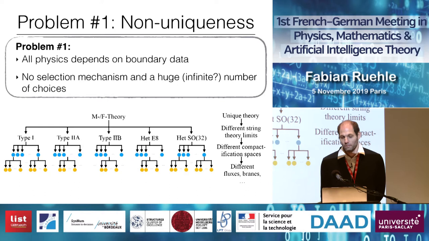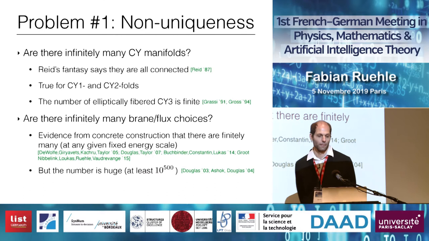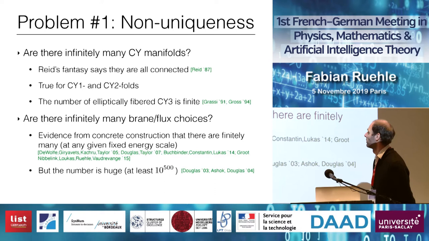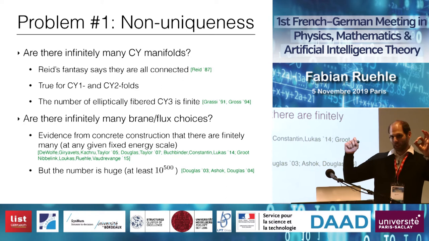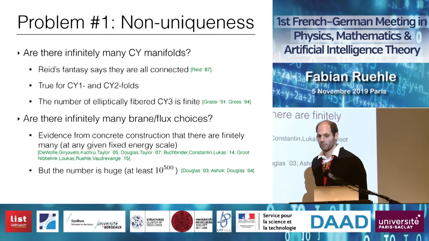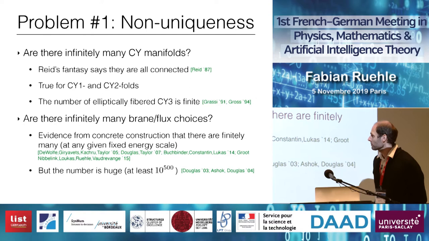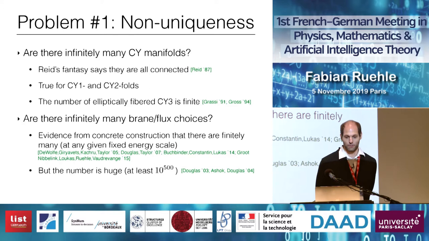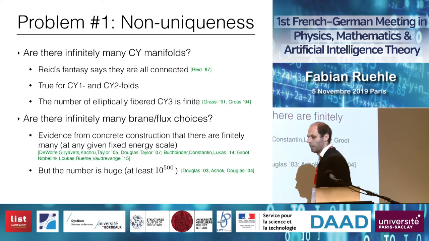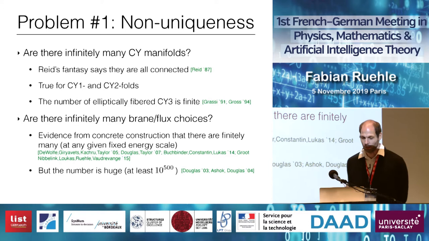And in fact, we know the problem is bad, but we don't actually know how bad it is. So first of all, are there infinitely many Calabi-Yau manifolds? We do not know. There's a mathematician, Reid, who fantasized that all Calabi-Yau manifolds are connected. So you can write down a graph where each Calabi-Yau manifold is a node, and then you can perform mathematical transformations between them. And the conjecture of Reid is that this graph is connected. We do not know whether it's true. We know that it's true for two-dimensional and four-dimensional Calabi-Yau manifolds. We do not know whether it's true for six-dimensional Calabi-Yau manifolds. There are some partial results in this area, but it's not even a physicist's proof, let alone a mathematics proof that this is finite.